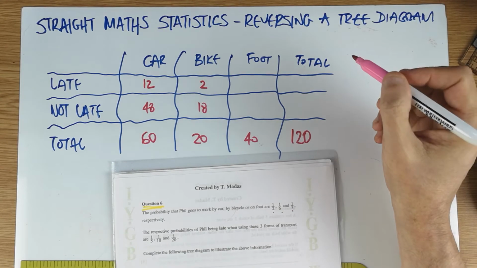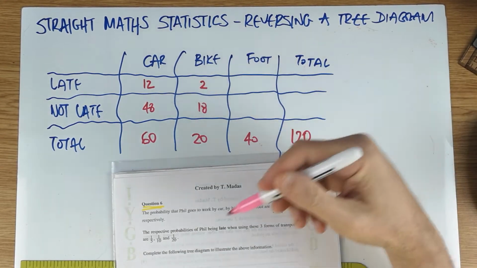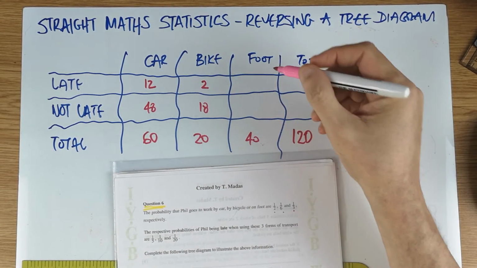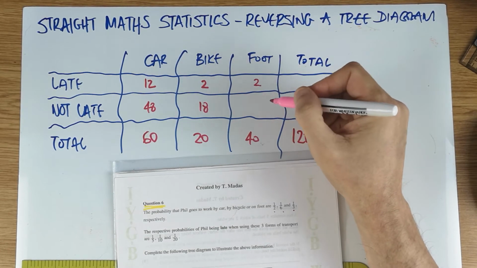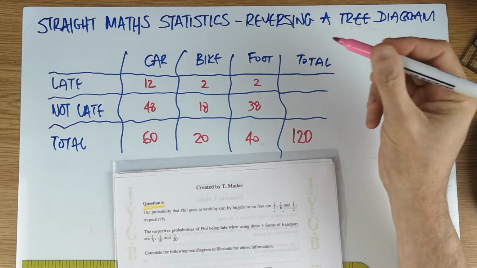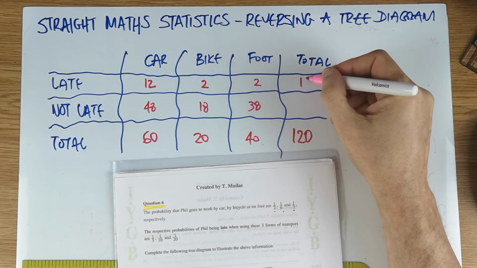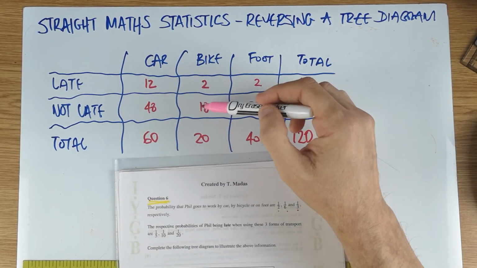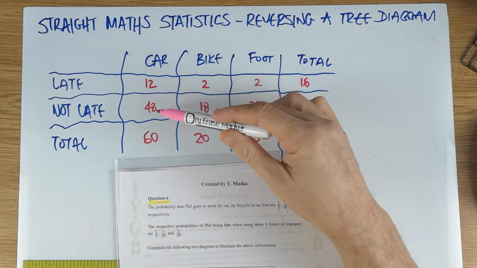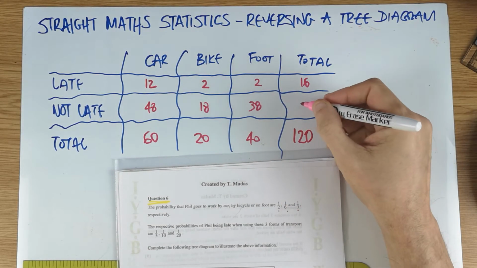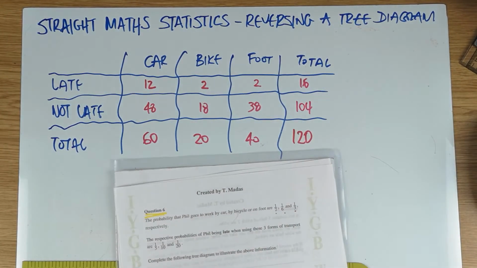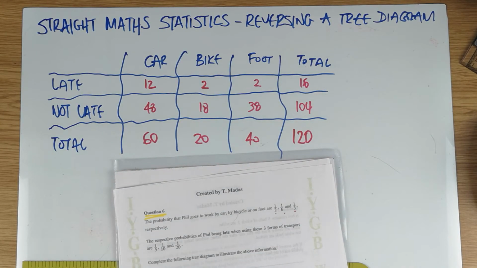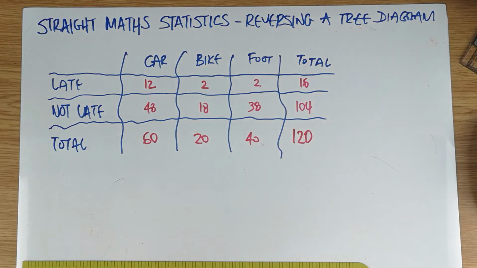And on foot, it is 1/20th. 1/20th of 40 is also 2, and therefore this will be 38. And we can do the adding: 12, 14, 16. 40, 60, 80, 80 plus 24 is 104, which does agree. So all I've done so far is put this information into a two-way table.